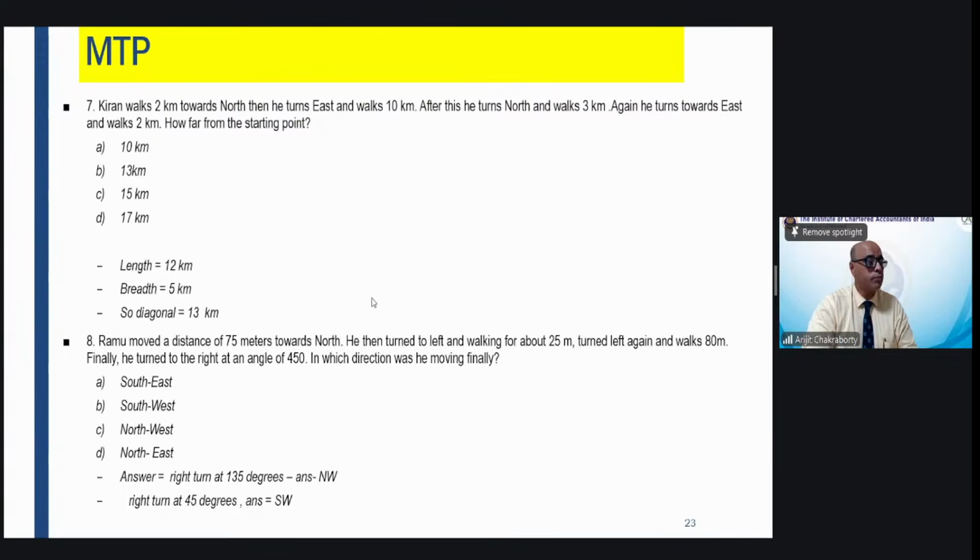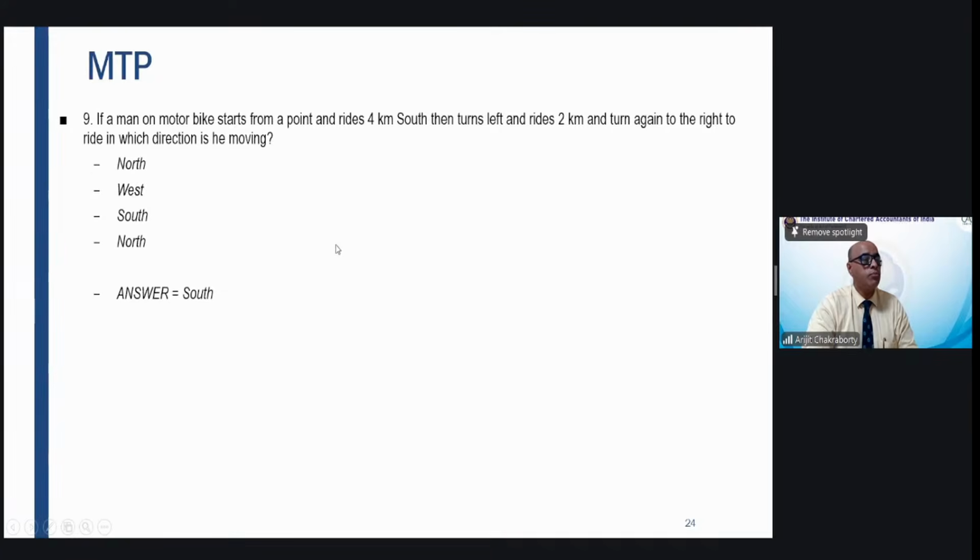We move to the number 9th. Question number 9 now. If a man on a motorbike starts from a point, rides 4 kilometers south, 4 kilometer Dakshin Disha. And then turns left. Dakshin mein aane ke baad, you are turning left. So you are turning towards the east, and rides 2 kilometers.